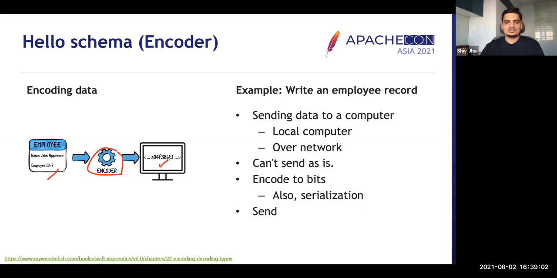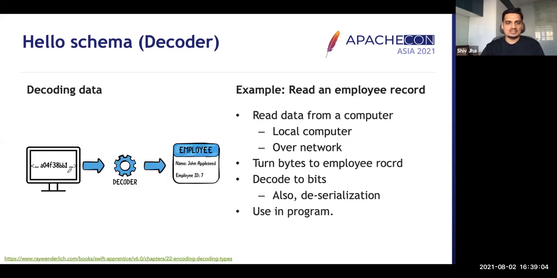And using the bytes and the schema that we talked of, we can pass it on to the decoder to give us back the employee record that we talked of. It is also something that is called serialization and deserialization. Encoder is your serialization and decoder is your deserialization.